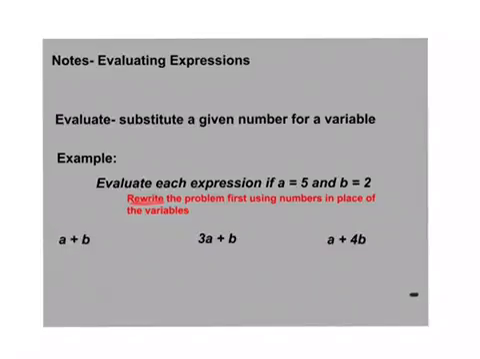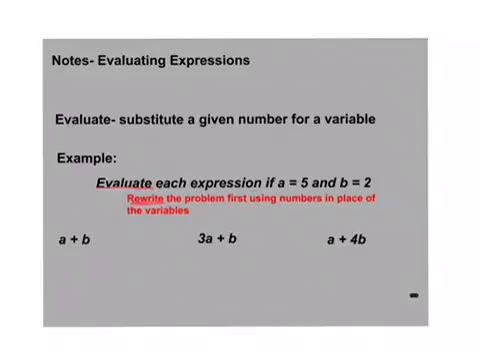All right, we have a few examples here and we'll just go through them together. So we are going to evaluate each expression if A equals 5 and B equals 2. This oftentimes is a very easy thing to do. It feels like mental math, but it's really important that we take the time to use that substitution step and rewrite the problem with numbers all in place of the variable.